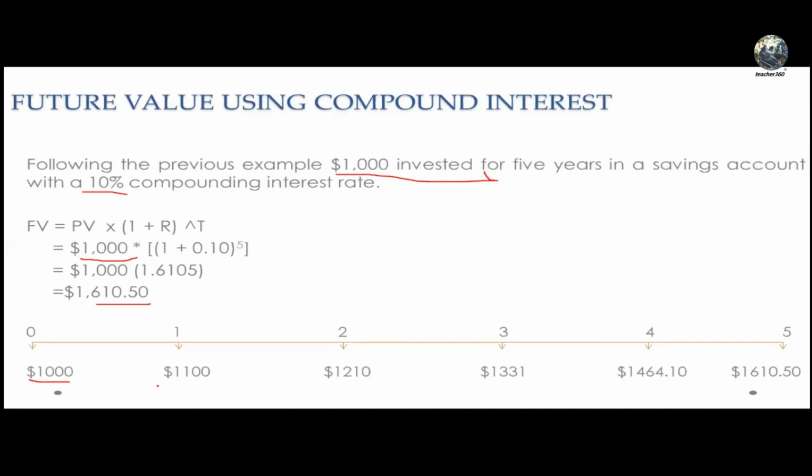So after 1 year, you are entitled to receive 10% interest on your invested amount. So 10% interest on 1,000 is $100. So $100 plus $1,000 is $1,100. This is your future value in the year 1.